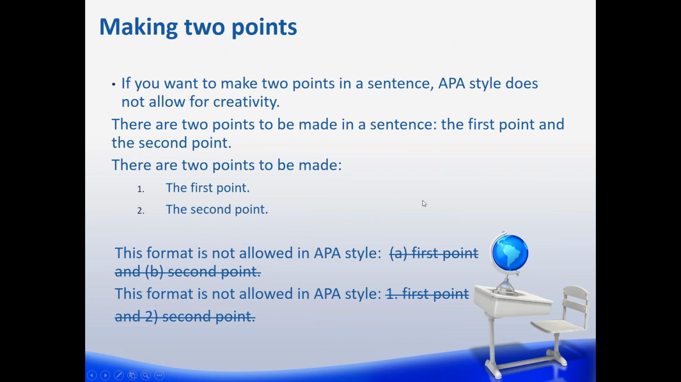If you want to make 2 points, there's only 2 ways to do it. Either you just list the 2 points in the sentence, or you can use paragraphs in a series. APA does not allow for using the little letters for enumeration for 2 things. It has to be 3 or more things. And the APA does not use Arabic numerals. So the only way you can use Arabic numerals is to list them vertically here.